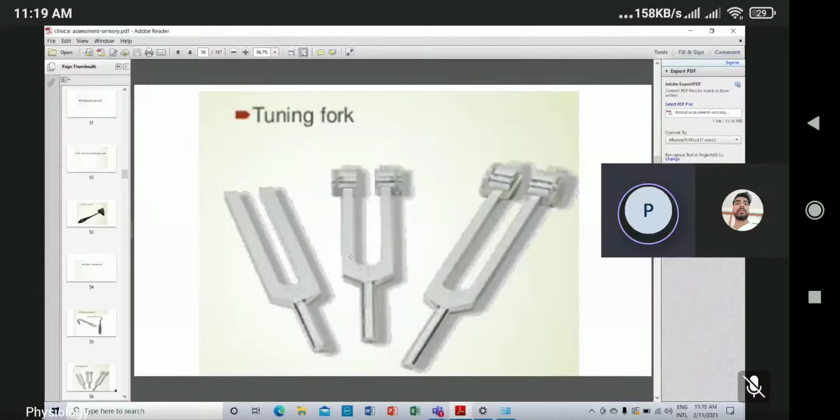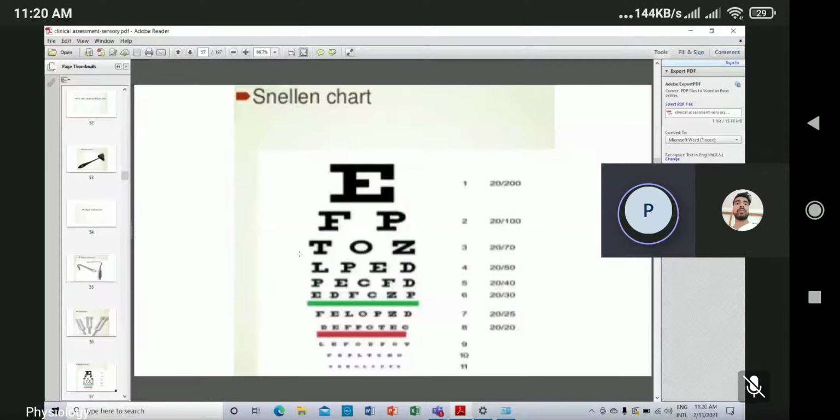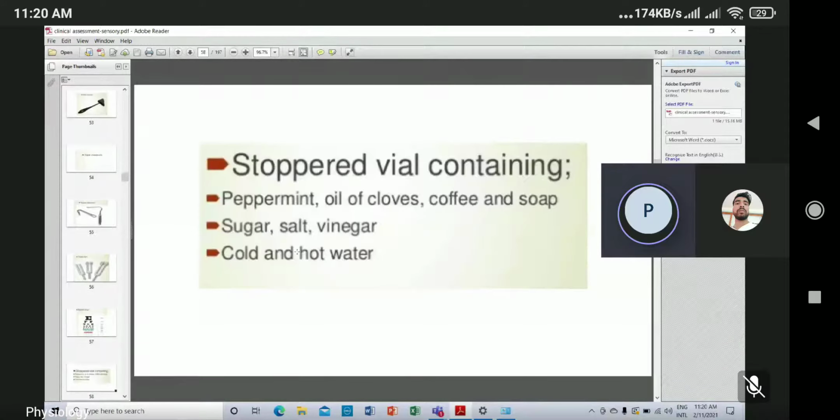Tuning fork. If it is 128 hertz, it is used for vibration sense examination. If it is 256 or 512, it is used for cranial nerve examination. Snellen's chart, this is for acuity of vision, cranial nerve. This is for olfactory nerve examination.